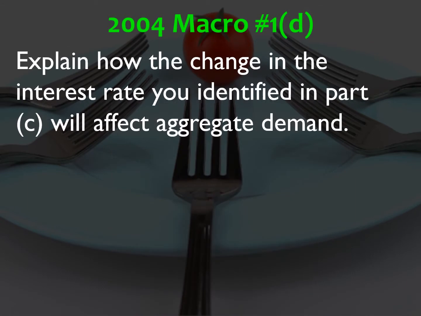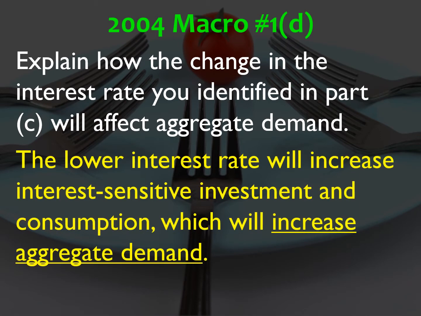D, explain how the change in interest rate you identified in Part C will affect aggregate demand. So the lower interest rate will increase interest-sensitive investment and consumption, which will in turn increase aggregate demand. This is something that we've seen many times.